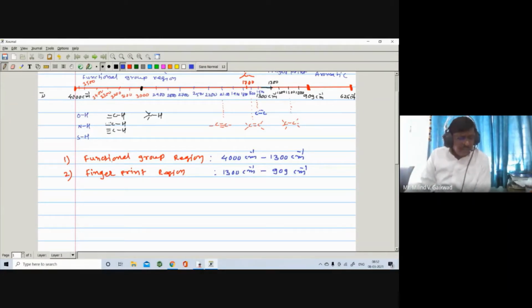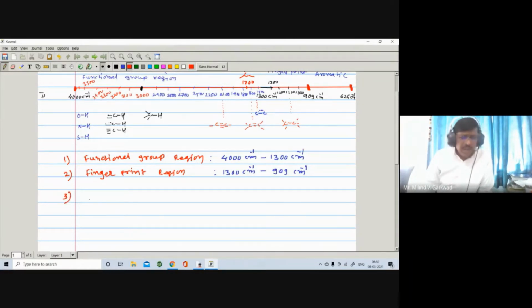Here in this case, generally due to stretching and bending vibrations, you have bands in the fingerprint region. So for sample comparison, we have this region. Only for sample comparison do we use this region.